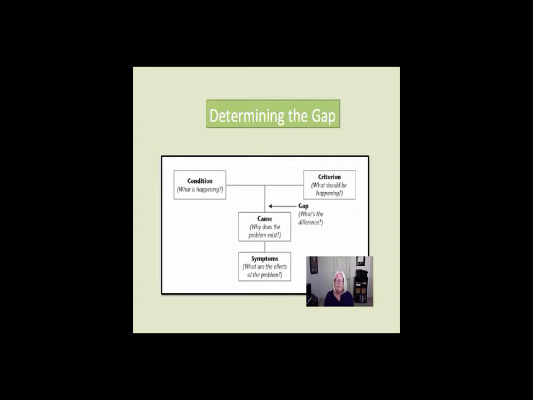Okay, and then we have to determine, what's causing this gap? Why does this exist? What are the effects of the problem? So we have to collect information about the condition. We have to ask people. We have to identify the criterion and the ideal state. So a lot of analysis occurs at this point, but it's important that we figure this out.